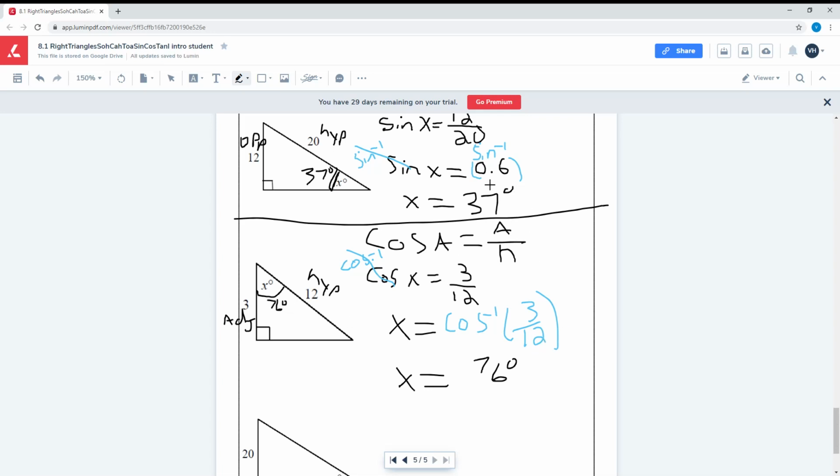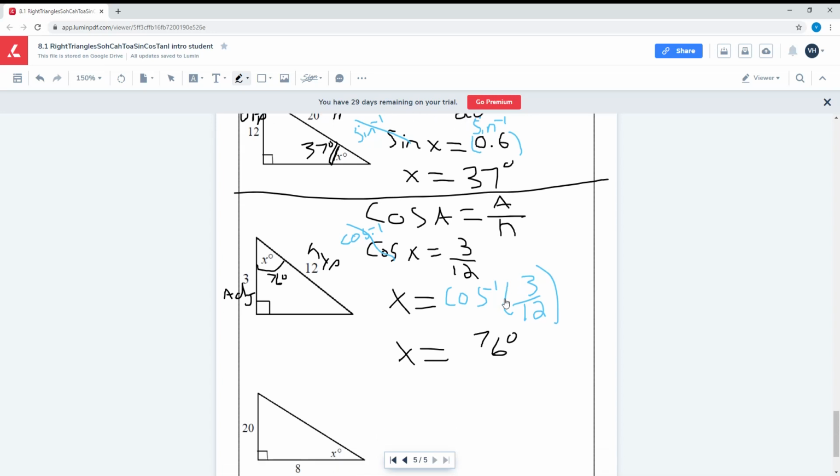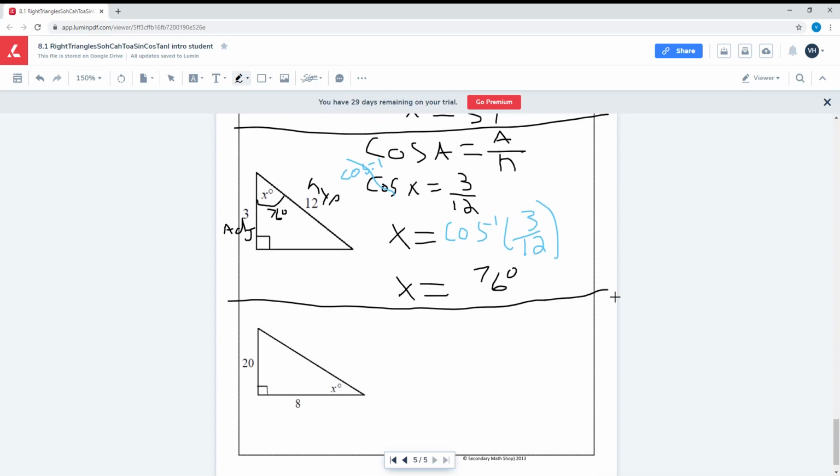So those are the two things. You can either get this decimal, then second cos it, or you can just punch it in all at the same time. I will let you pick which method you want to do, okay?